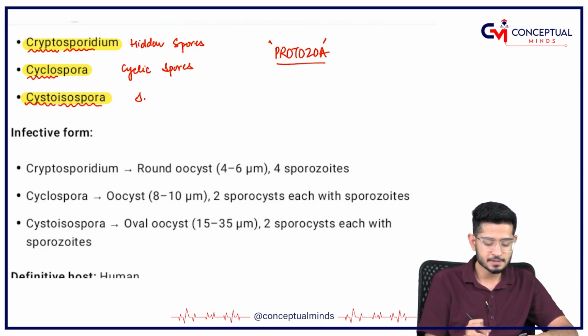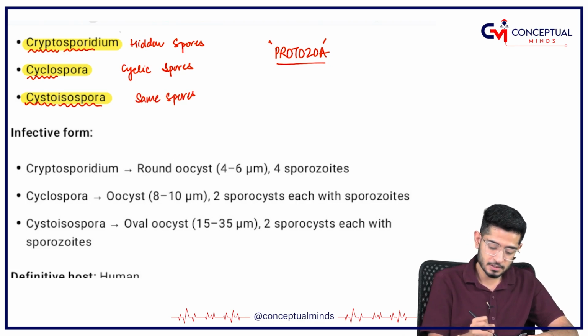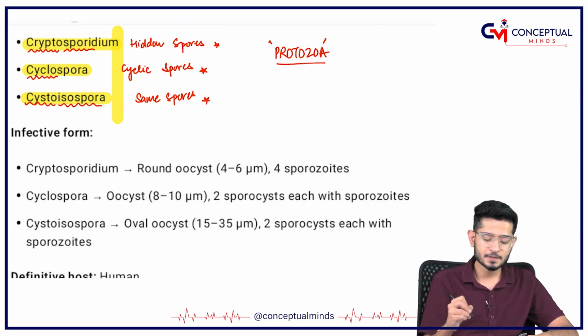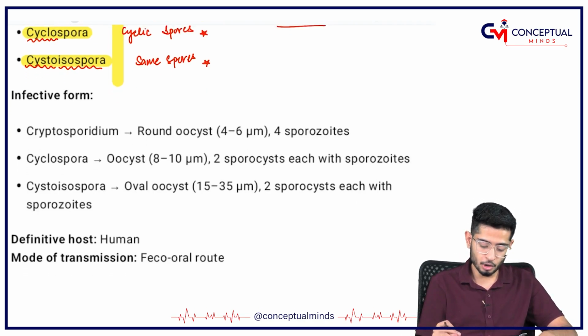Cystoisospora, iso means similar looking, same type of spores. This is just the way to remember, okay. So, hidden spores means Cryptosporidium, cyclical spores means Cyclospora, Isospora means same spores, okay.